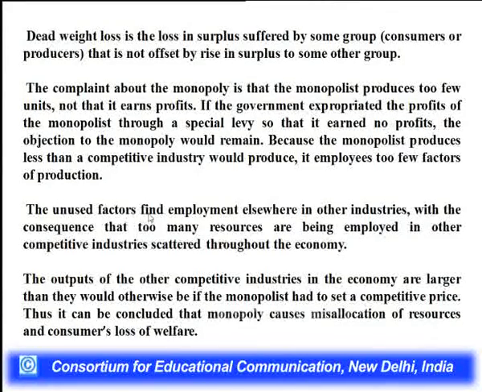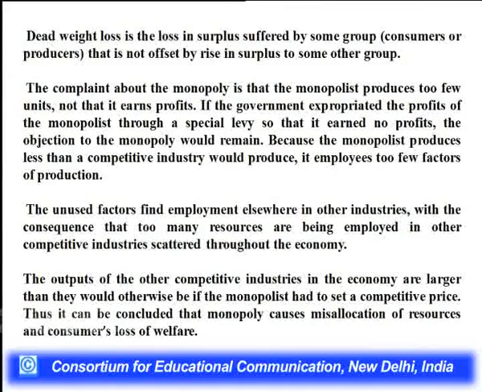The unused factors find employment elsewhere in other industries, with the consequence that too many resources are being employed in other competitive industries scattered throughout the economy. The output of other industries in the economy is larger than it would otherwise be if the monopolist had to set a competitive price. Thus, it can be concluded that monopoly causes misallocation of resources and consumers' loss of welfare.